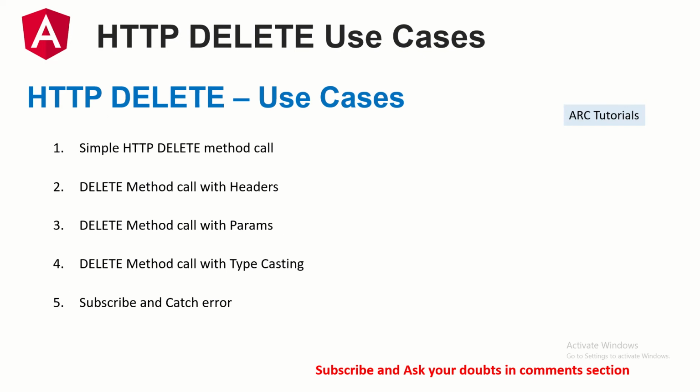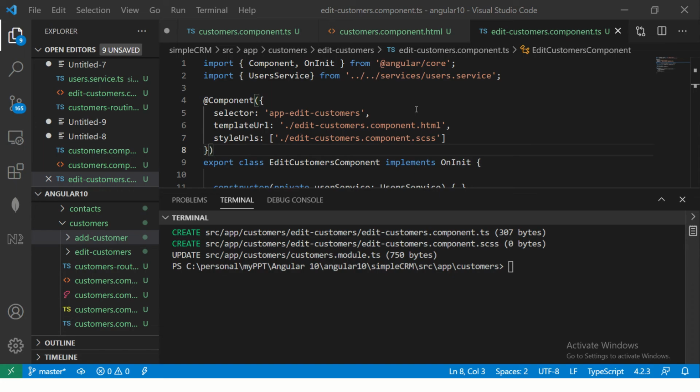So what are we going to learn? We are going to do certain use cases with delete. We will use a simple HTTP delete call. We will use the delete method with headers. We will use the delete method with params. We will learn the HTTP delete method with typecasting. And finally, we will see how to subscribe and catch the error when you are calling the endpoint using HTTP delete. Let's get started with hands-on.